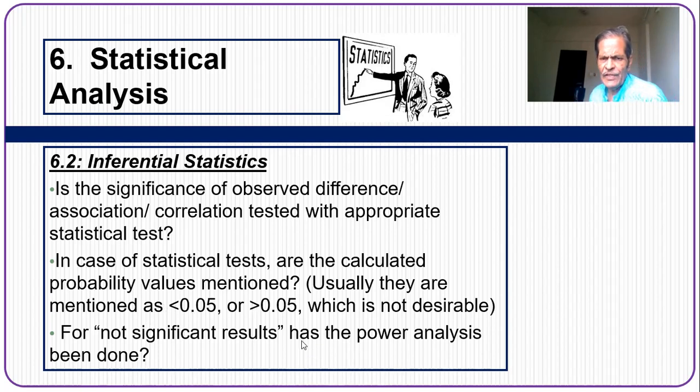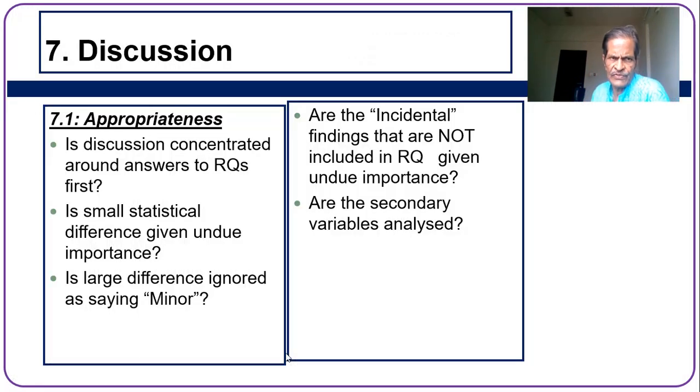For a not significant result, it's a good practice to show the result of power analysis. Because if the results are not significant, it could be because of two things: the sample size may be inadequate, or the results are truly not significant. So power analysis, especially when the results are not significant, becomes a very important thing for that particular variable. So that must be seen in the inferential statistics.